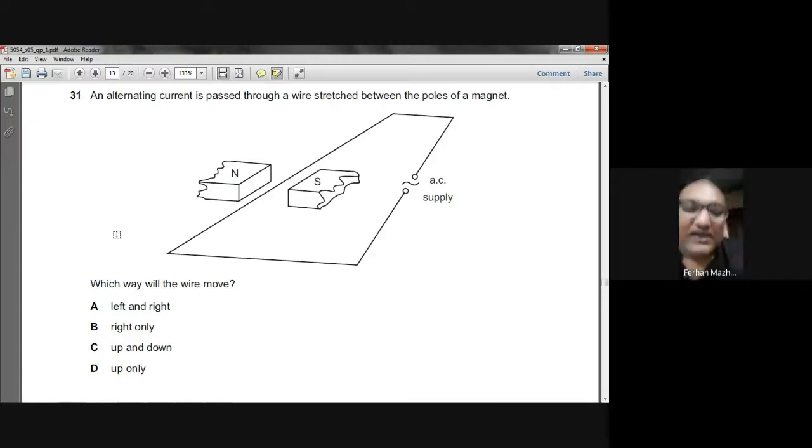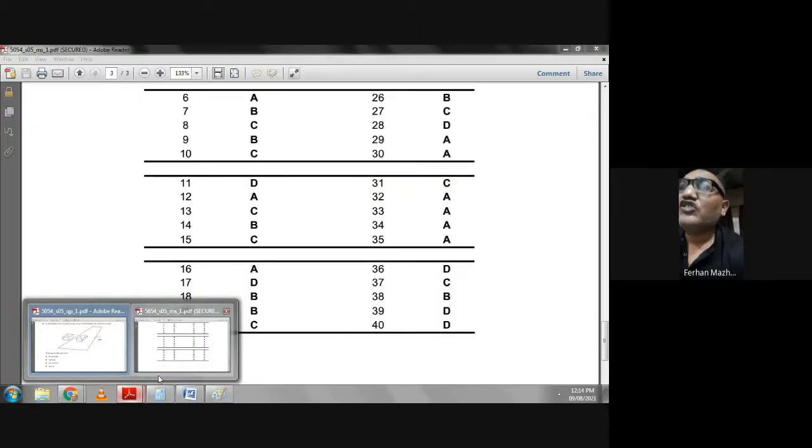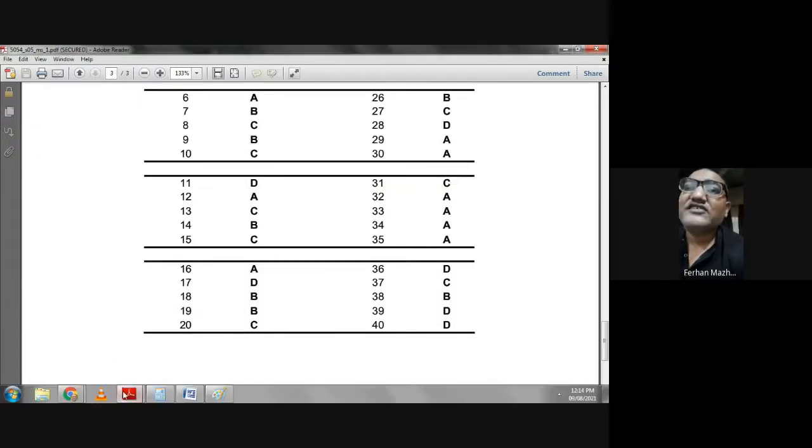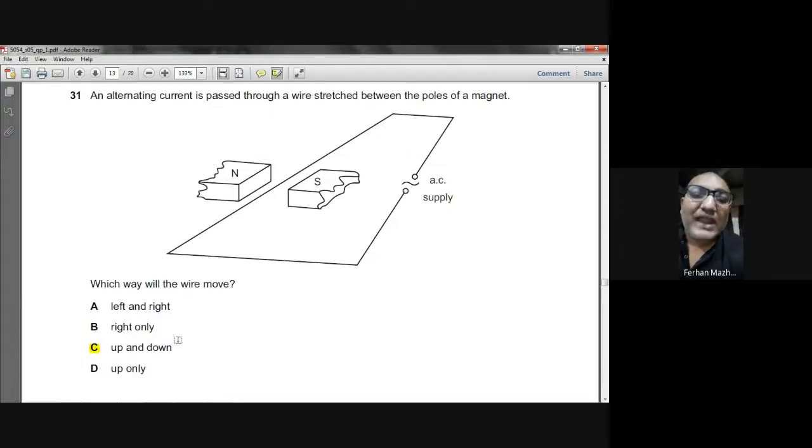A little tricky for you because you have not yet studied this chapter, but in the next lesson we will study this. So question number 31, C is the right answer. Here we have applied the left hand rule, which is about a conductor placed inside a magnetic field experiencing a force. By using the left hand rule, I am able to tell in which direction that conductor will move.